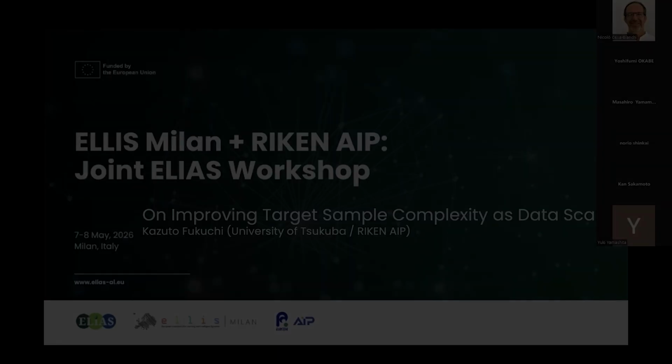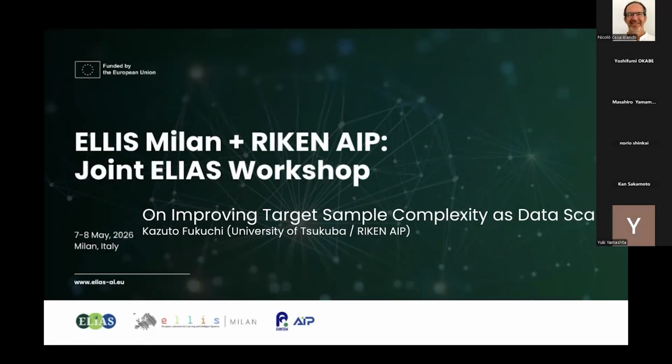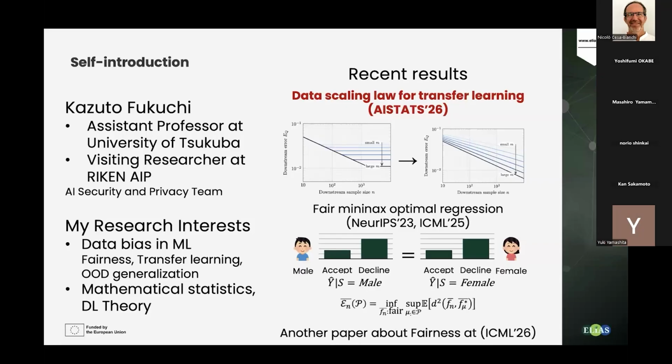I'd like to introduce myself first. I'm Kazuto Fukuchi, faculty member at the University of Tsukuba and visiting researcher at RIKEN AIP. I'm on the security and privacy area team organized by Professor John Sakma. And my research interest is statistical learning theory about the data bias in machine learning.